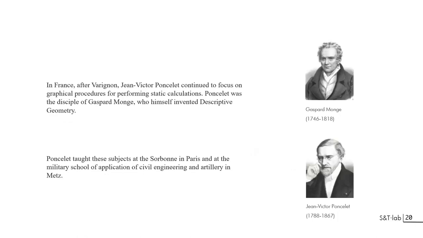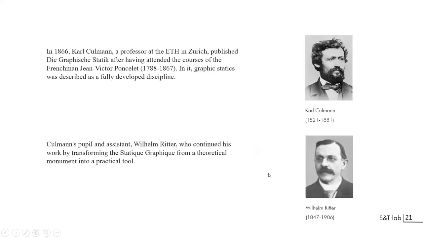Later on, Victor Poncelet, as explained, was the follower of Gaspard Monge, who invented descriptive geometry. And with this graphical environment, Poncelet applied it to a series of problems. The follower was Karl Culmann, professor at ETH Zurich, among others, who published his book in 1866 about graphic statics in German.